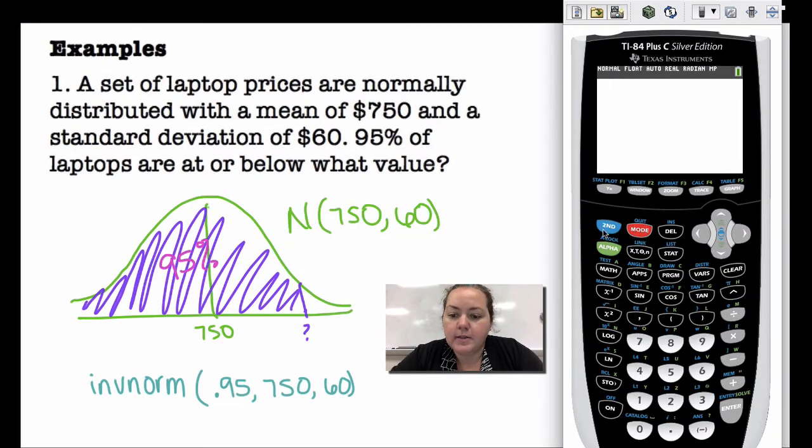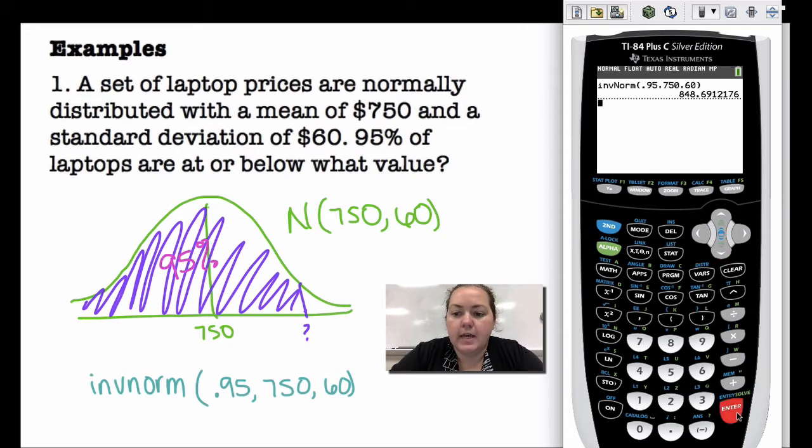All right, so here's what this looks like in the calculator. You're going to go to second bars, which is distributions. You're going to go to inverse norm. Area is 0.95. Mean is 750. And the standard deviation is 60. If you have a more updated calculator, you'll also have the option of left, right, or center. This area is to the left of our value, so this would be left, which is the standard one that would be picked.